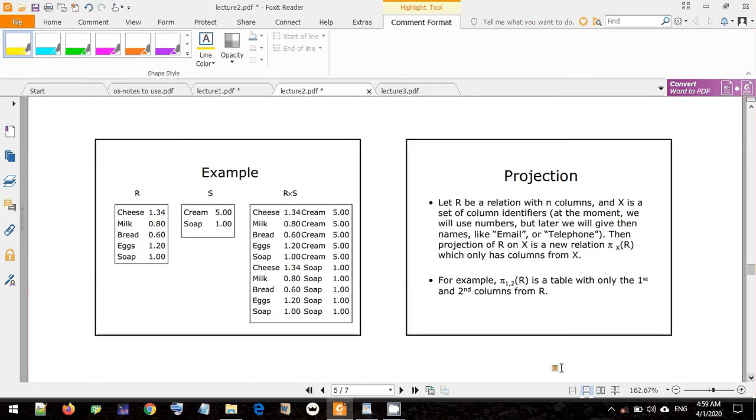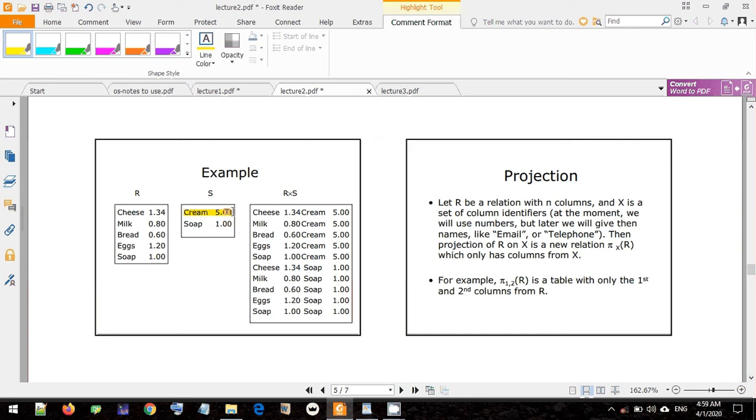For example, we have the relations R and S: cheese, milk, bread, egg, soap in R, and cream and soap in S. Let us perform the Cartesian product R by S. First, we'll take cream, and then we form pairs with each of the elements in R. Then we take soap, and we form pairs with each of the elements in R.